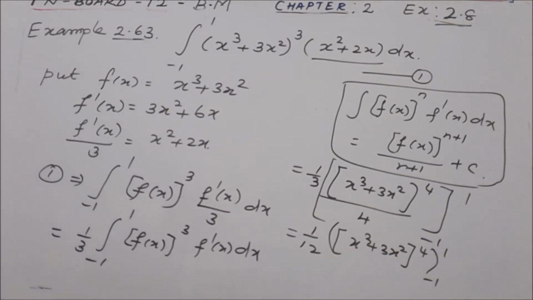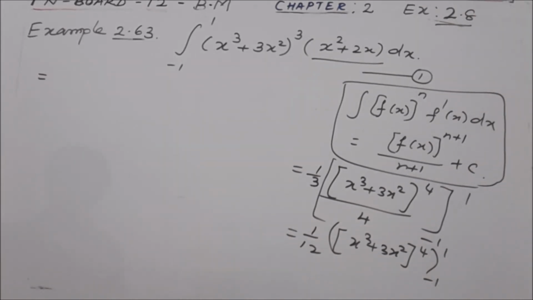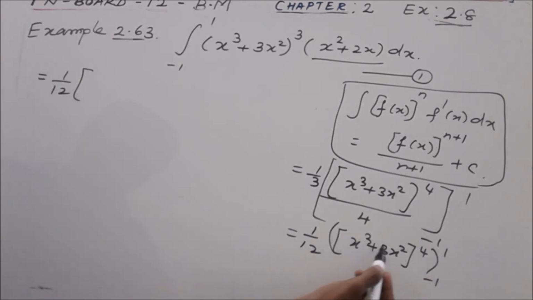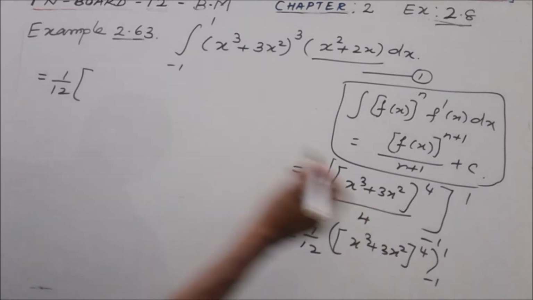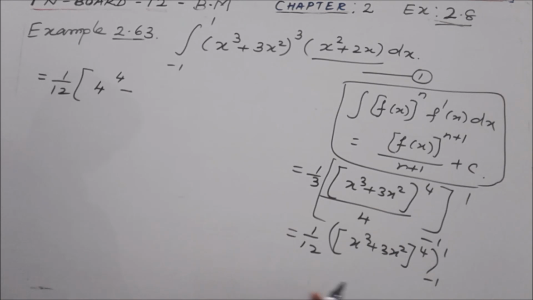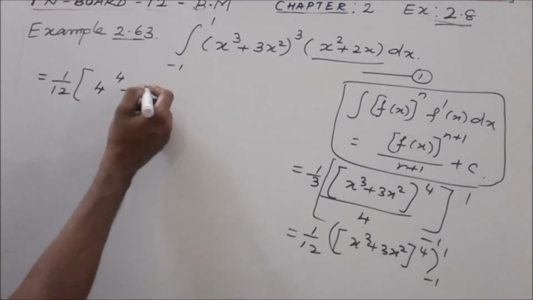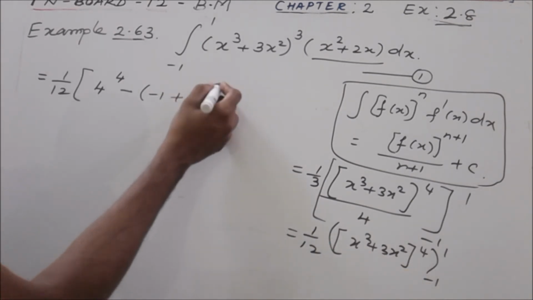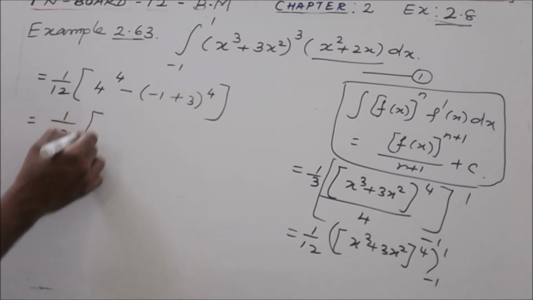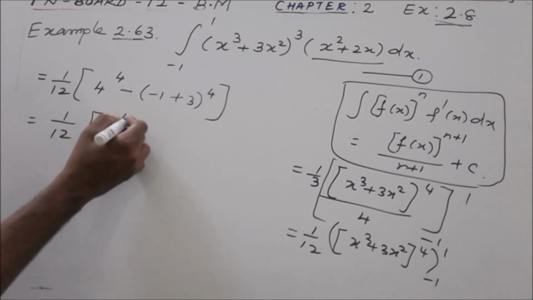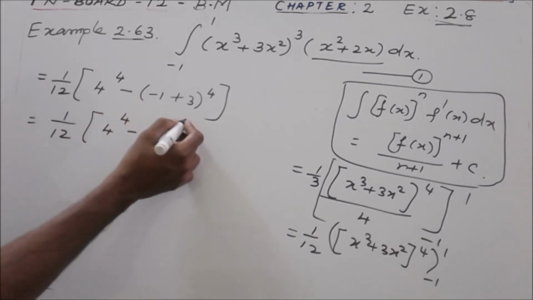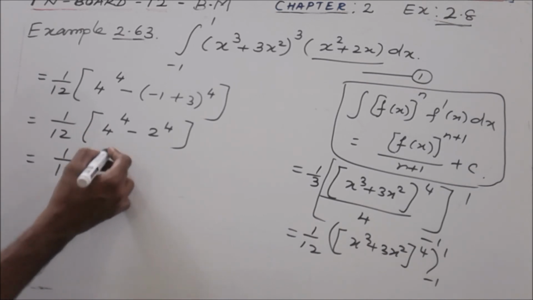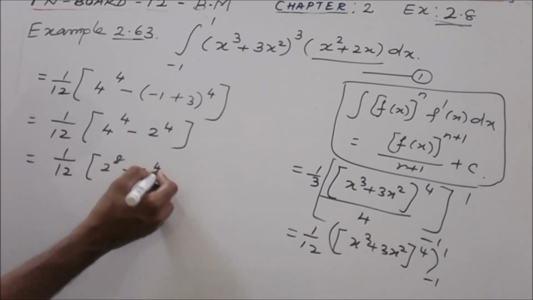So applying upper limit and lower limit now, 1 by 12 into, substituting 1 now, 1 cube 1 plus 3 into 1 square 1, so 1 plus 3, 4 power 4, minus of the lower limit, substituting minus 1, minus 1 cube minus 1, and then minus 1 square plus 1, 1 into 3, minus 1 plus 3, 2 power 4, which is equal to 1 by 12 into 4 power 4 minus 2 power 4, which is equal to 1 by 12 into, this can be written as 2 power 2 whole power 4, 2 power 8 minus 2 power 4.